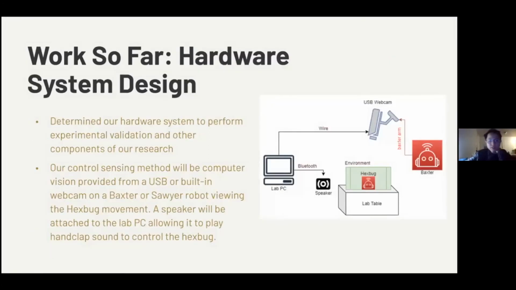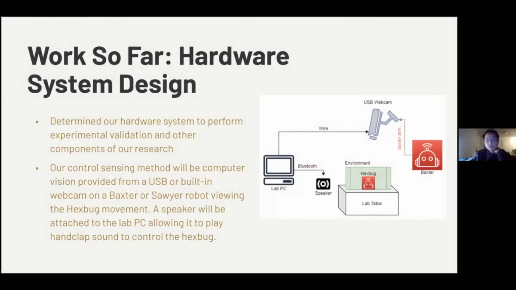So how do we approach this from a hardware to system design perspective? We've so far determined our hardware system to perform experimental validation of other components of our research. You can see a system diagram of how we plan to approach our experimentation and research to the right.